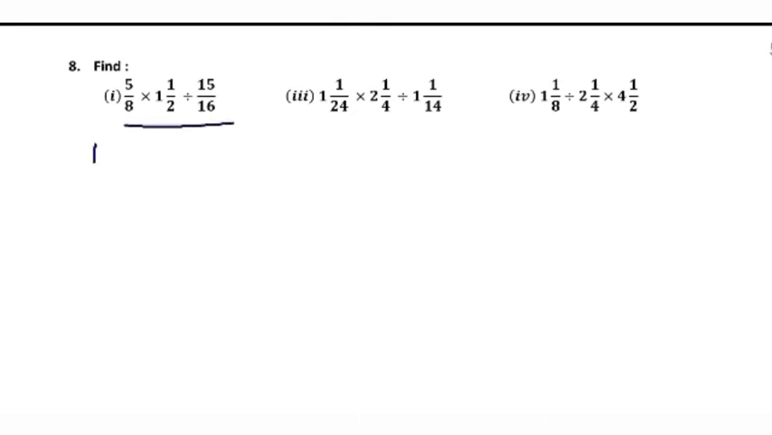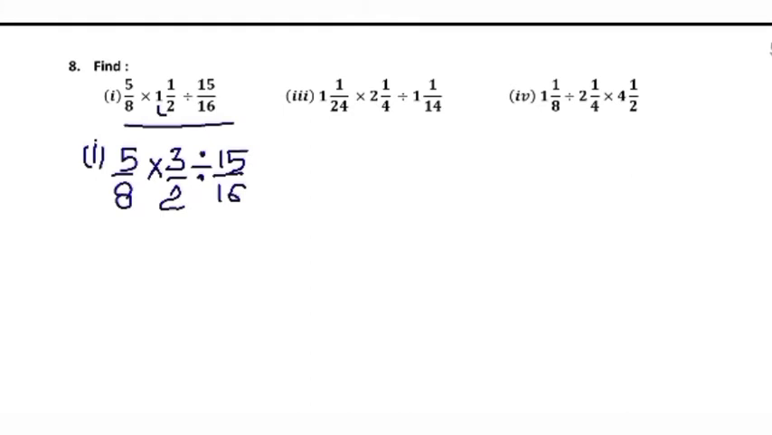Okay. So right here in first step you will change the mixed fraction into the improper fraction. Okay. So 5 upon 8 is already in improper fraction. Change it into the improper. 2 1s are 2 plus 1, 3 upon 2 divided by 15 upon 16.